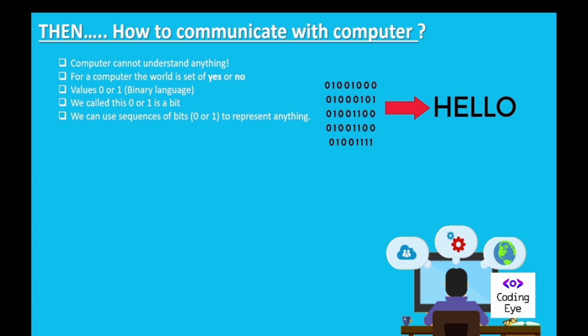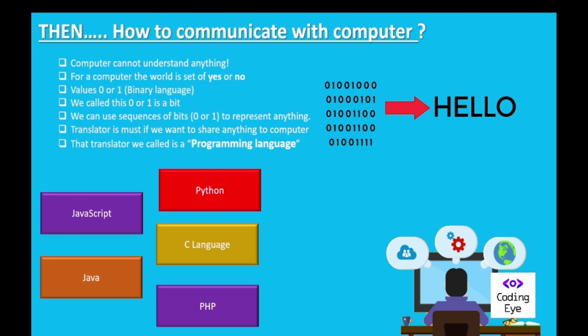That medium, that translator, we call a programming language. A programming language is a translator between you and the computer, which translates your messages to the computer and the computer's messages to you. This is how computer and human can understand each other. A programming language is nothing but simple English words. And we know many programming languages nowadays, like JavaScript, Java, Python, C, PHP, and many more, right?